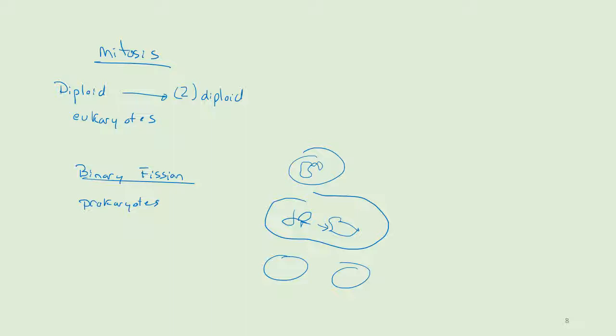Thought I saw another hand. Okay. So binary fission is definitely used in prokaryotes. Can you explain the difference between diploid and haploid? Does it make two diploid cells? Each cell would be a haploid cell. Sorry.